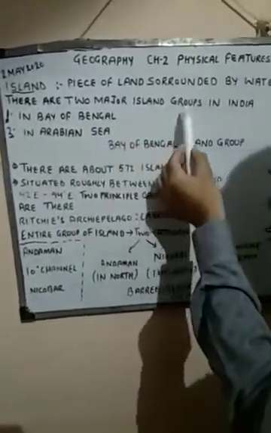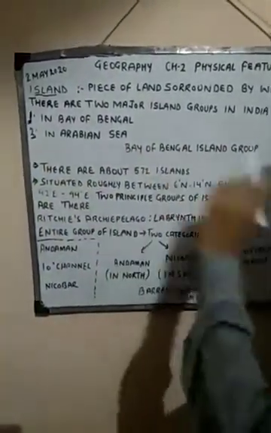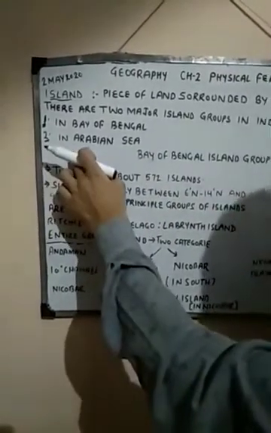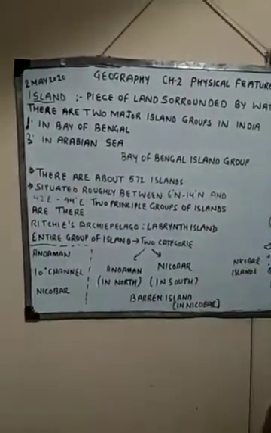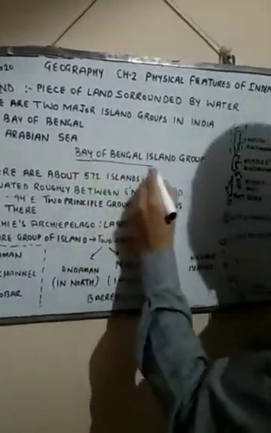Next, there are two major island groups in India. The first lies in the Bay of Bengal, and the second lies in the Arabian Sea. So first of all, we'll discuss the Bay of Bengal island group.